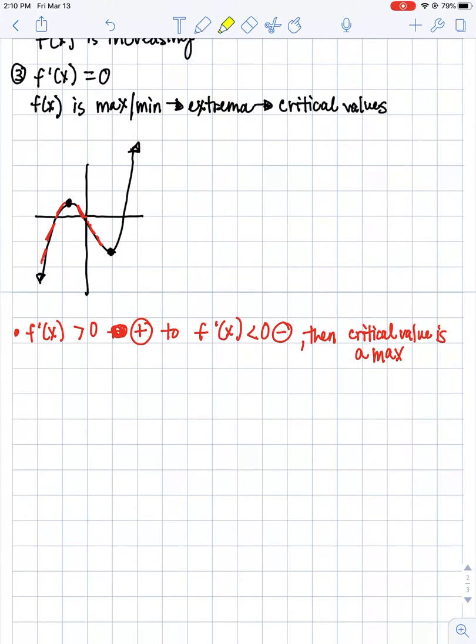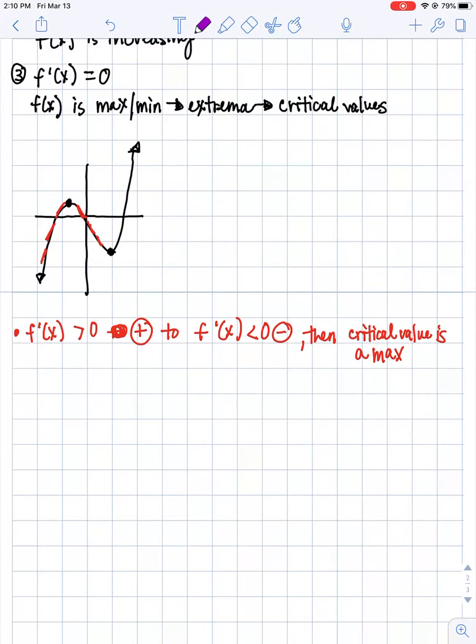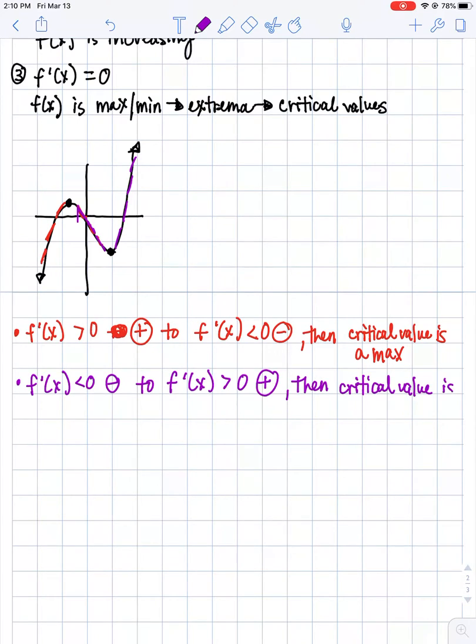Okay, and then if I get another color out, take a look. My derivative was negative, negative, negative, negative. So the derivative was negative. And it changed to, okay, look, the derivative is now positive, positive, positive. Then the critical value is a minimum.